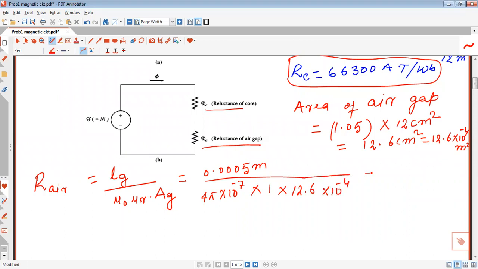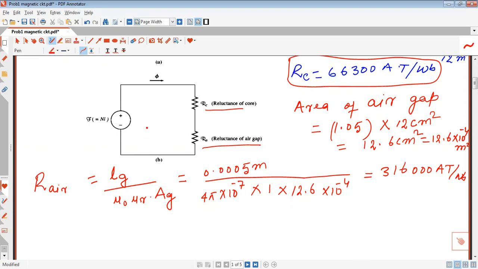So solving this value, we will get the reluctance of the air gap, approximately 316,000 ampere turn per Weber. We can also see here that the core reluctance is very less as compared to the reluctance of the air gap. So air gap reluctance is actually very high.